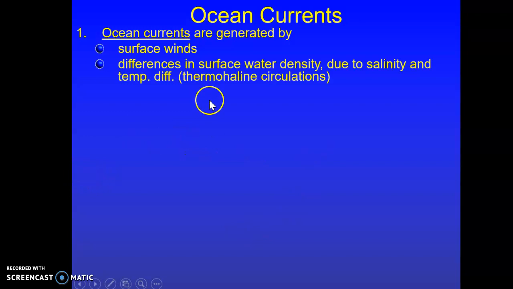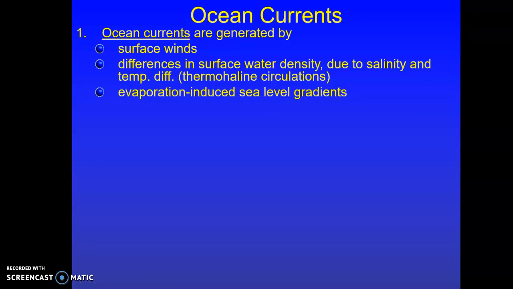And if you combine salinity, haline has to do with salts, and then thermo is temperature, you get that sense of why we call them thermohaline. So basically, temperature and salinity induced circulations. And in almost all cases, the main driver is the water density difference itself. And we'll see that there are some huge differences in that. The other one that's really more minor, but can be important, is just evaporation and sea level gradients.